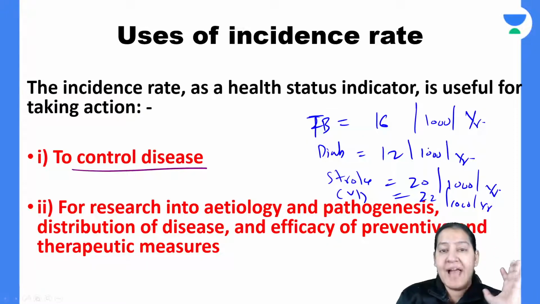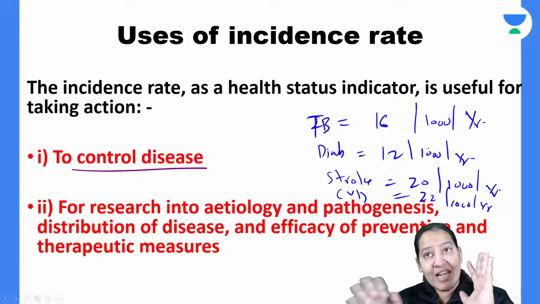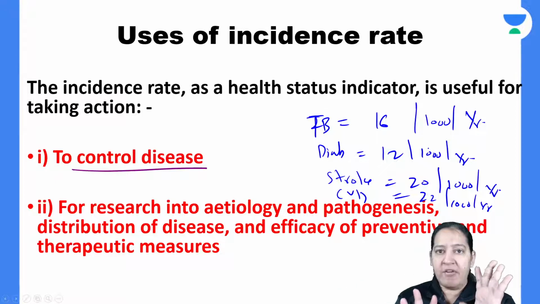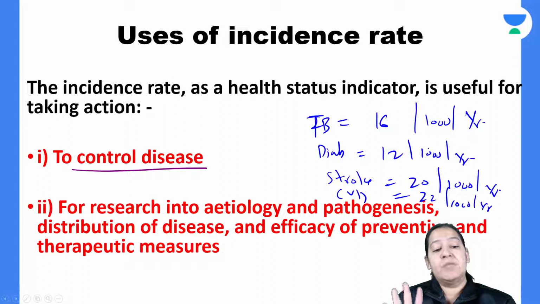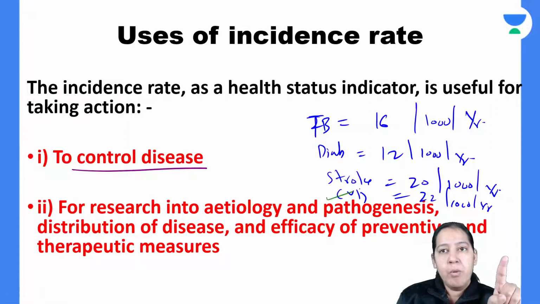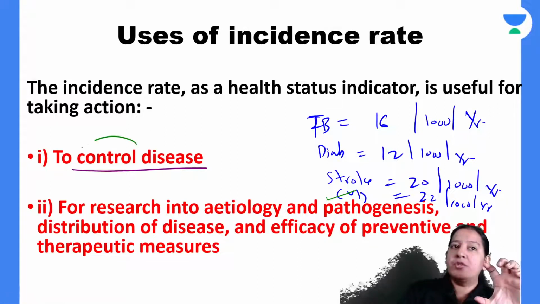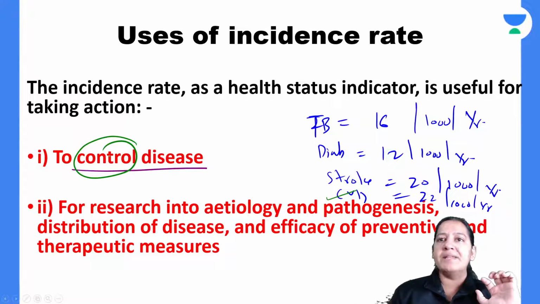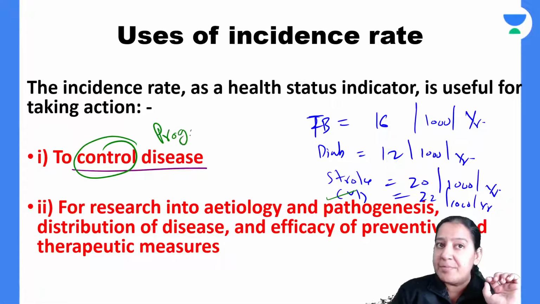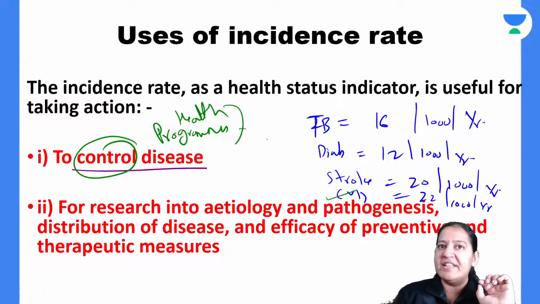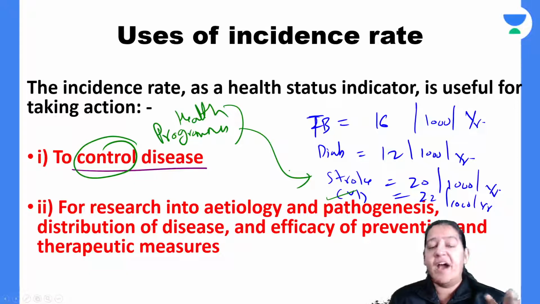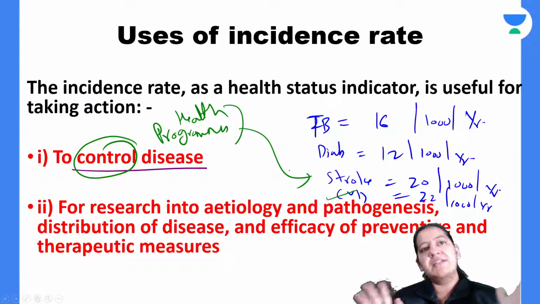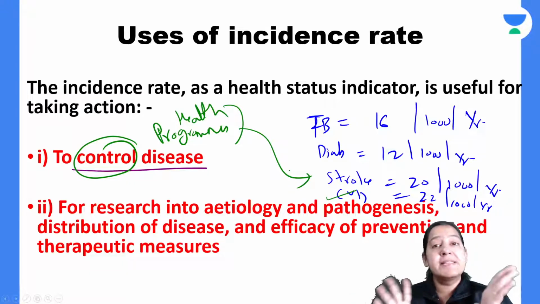So the government, the health minister, will see the values of incidence of various diseases in India, right? And depending on that, the disease which is having more incidence, they take control measures to control the disease. The government is framing various health programs in which the persons having these diseases are screened free, treated, and diagnosed free. So various health programs are created based on the incidence data.